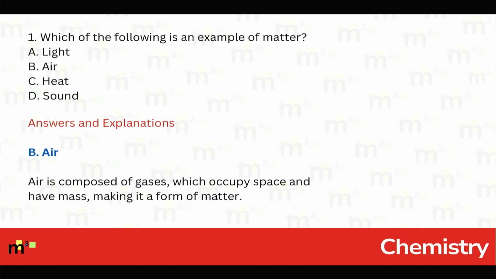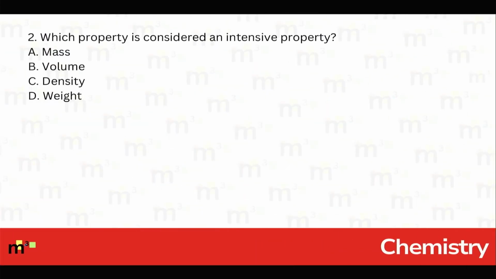Air pressure, which varies with altitude, is a direct result of the weight of air above a particular point on Earth. Number 2. Which property is considered an intensive property? A. Mass, B. Volume, C. Density, or D. Weight? The answer here is C.